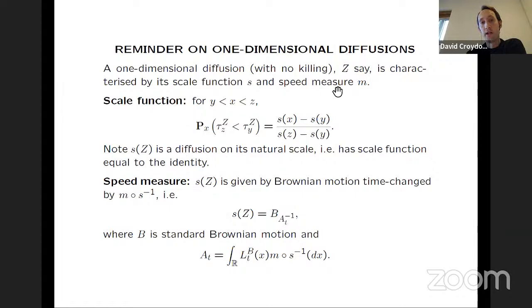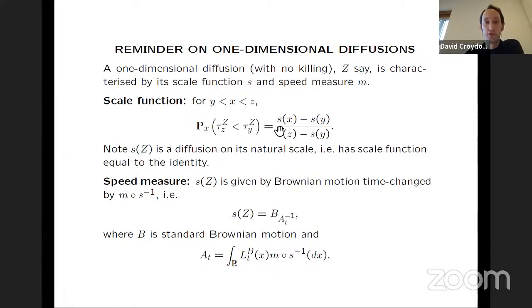The scale function is a function that describes the harmonic properties of the walk, so the hitting probabilities of the diffusion. In particular, the scale function is, up to a constant multiple, characterized by this formula here. If we start at x, the probability of hitting z before y can be described in this way. Of course, for the usual Brownian motion, this result is true where s is just the identity. In the more general case, if we rescale our diffusion by the scale function, then this gives us another diffusion, and that will have scale function equal to the identity. We say in that case that this is on the natural scale. So that's the role of the s here.